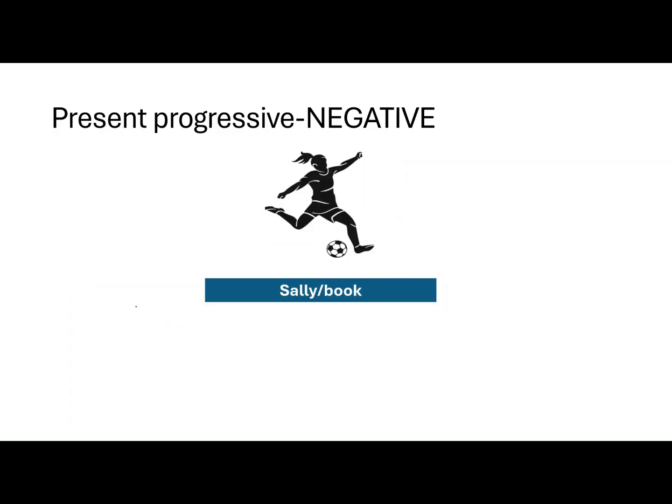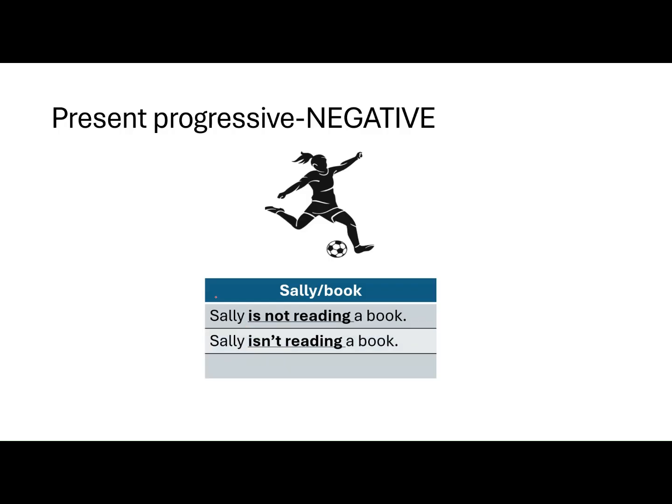Look at this picture and the words. Can you make a negative present progressive sentence? Sally is not reading a book. Sally isn't reading a book. Or Sally's not reading a book. That's 3 ways we can form present progressive negative.